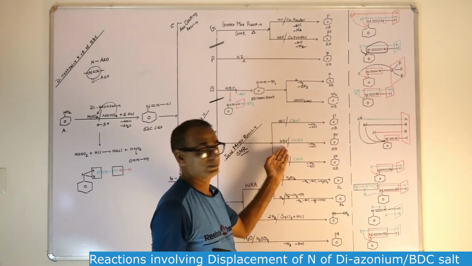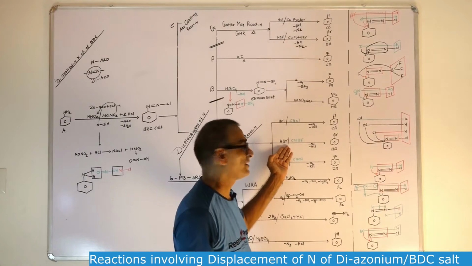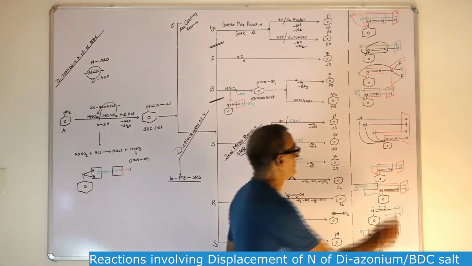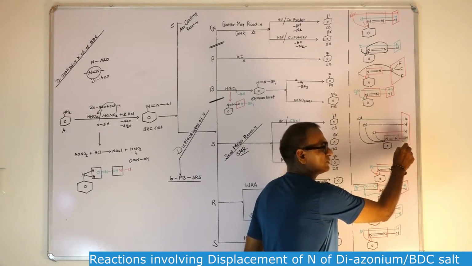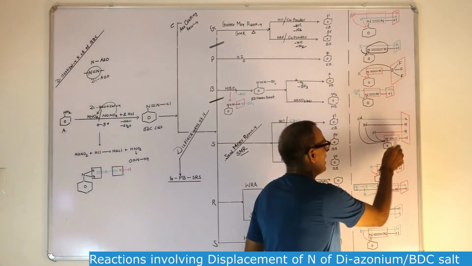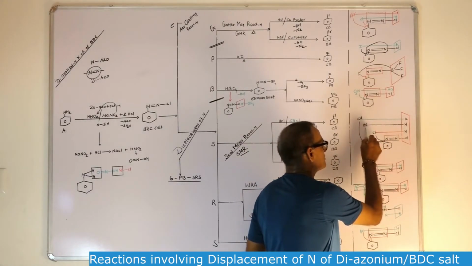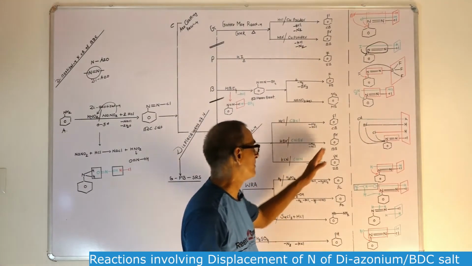If we have used HBr as a reagent, at that time H will directly attach to the chlorine. Our byproduct will be HCl. N2 will be removed as a byproduct. This bromine will directly attach to the benzene. Our main product will be bromobenzene.